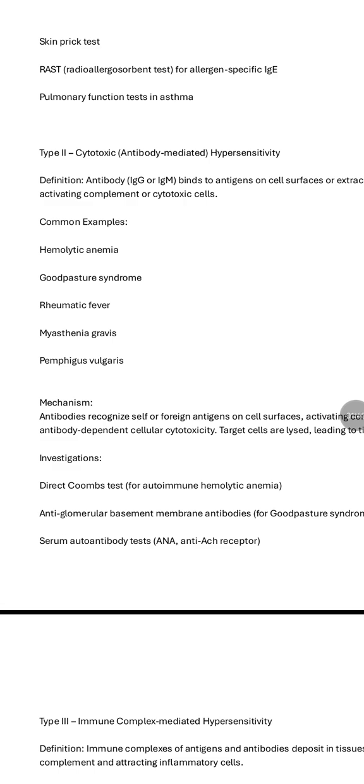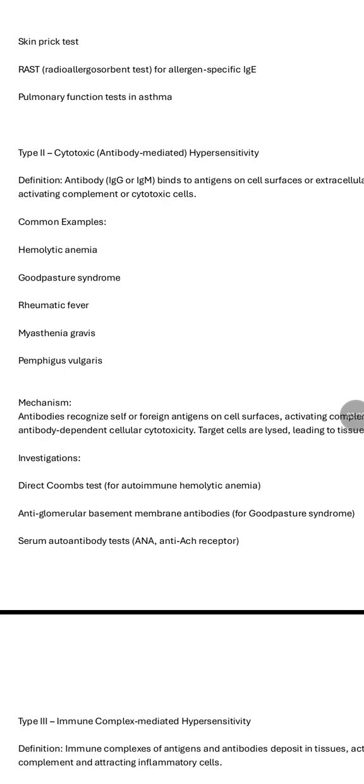Okay, that's about that. So the common examples now: hemolytic anemias. Autoimmune hemolytic anemia is one of the examples, where we see that antibodies are binding to our own antigens on the red blood cell surface, and then these red blood cells are being what? Destroyed: hemolysis, destruction of the red blood cells. We also have Goodpasture syndrome, where the glomerular basement membrane of the kidneys is going to be attacked by the antibodies. We've got rheumatic fever, we've got myasthenia gravis.